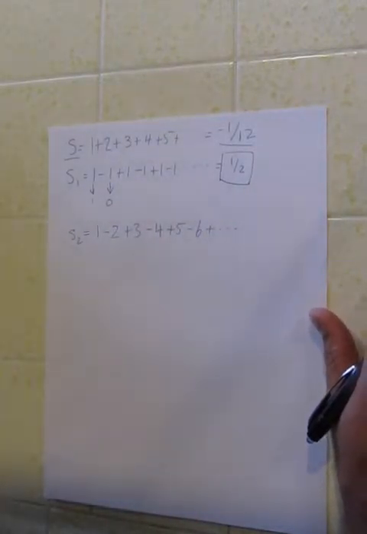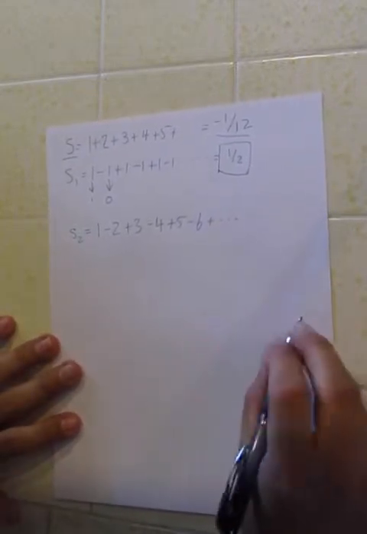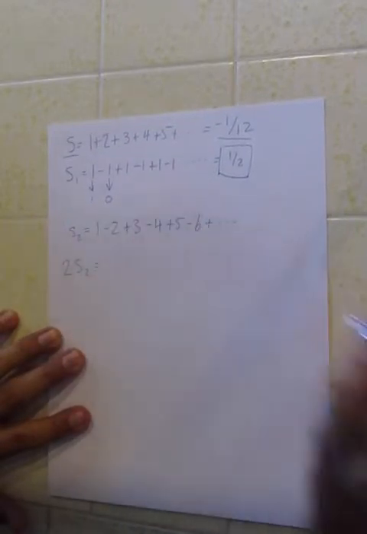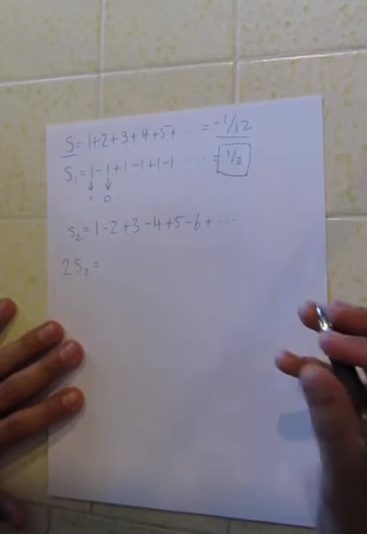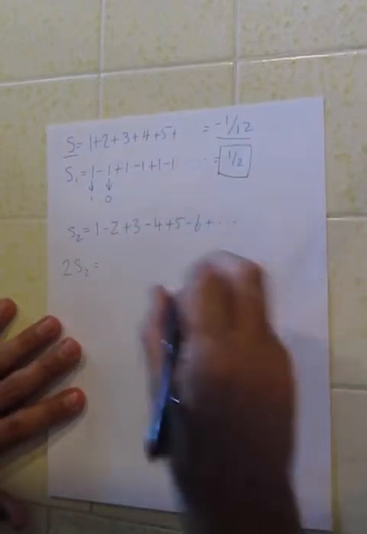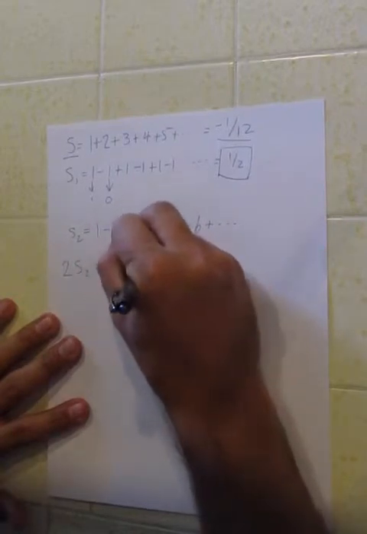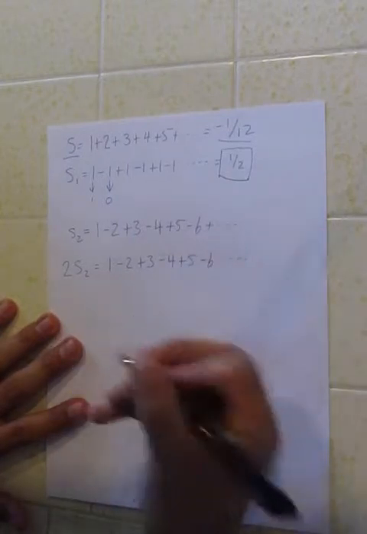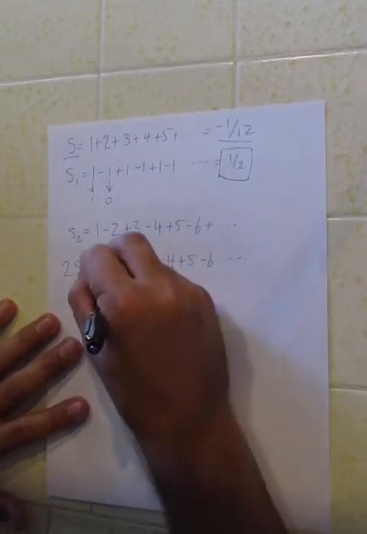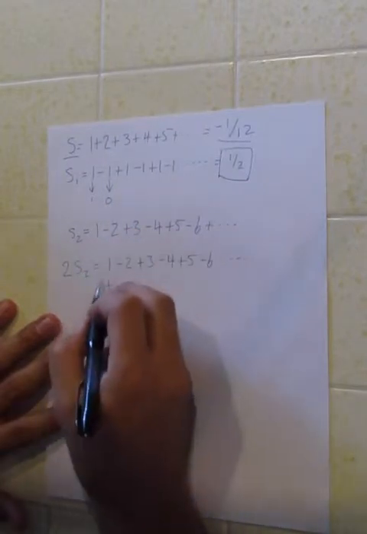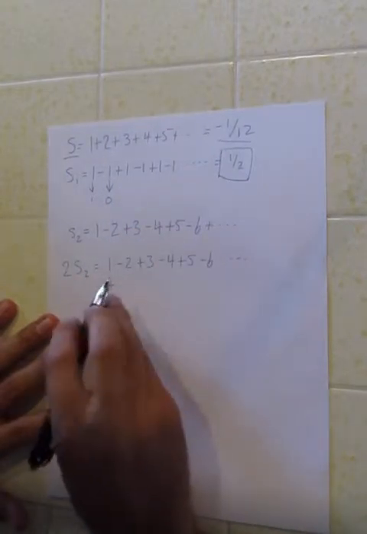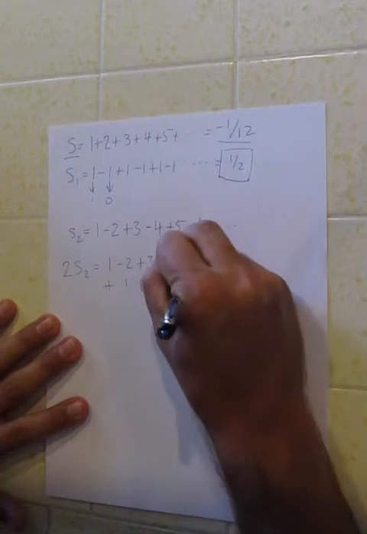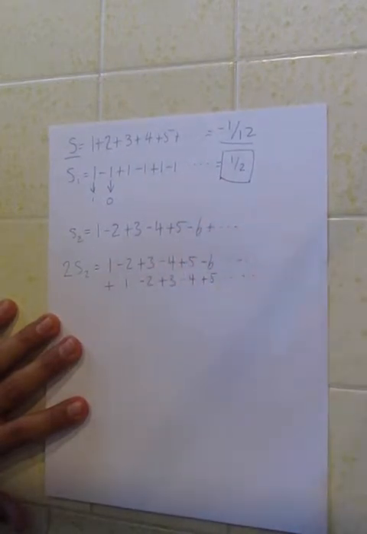So the next thing I want to do is look at 2 times S2. So I have 2 times S2, which is equal to, and we're going to add these two together. I have my original S2, 1 minus 2 plus 3 minus 4 plus 5 minus 6, so on. And I'm going to add this S2 to another S2 to give me my 2S2. But I'm going to add it in a very unique way. I'm going to add it by just pushing my digits down 1. So I'm going to have 1 minus 2 plus 3 minus 4 plus 5, so on and so forth.